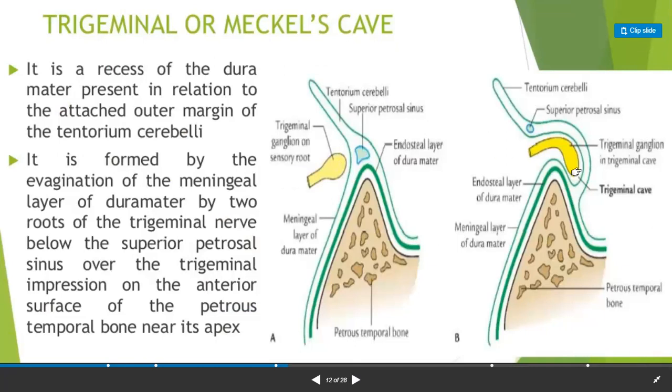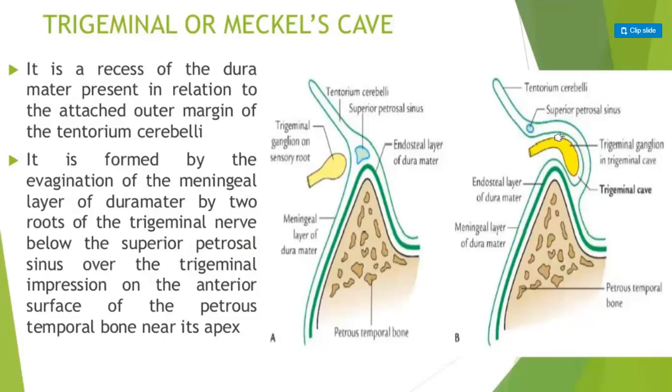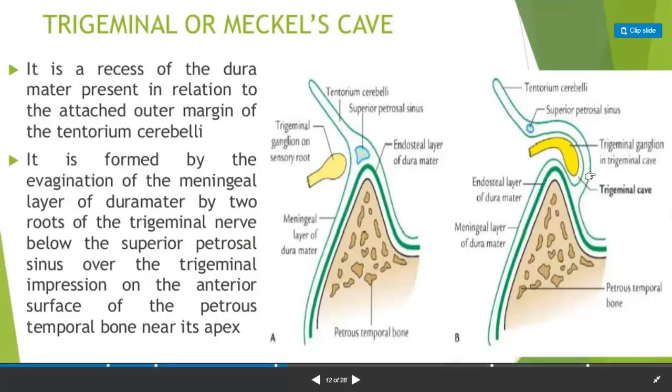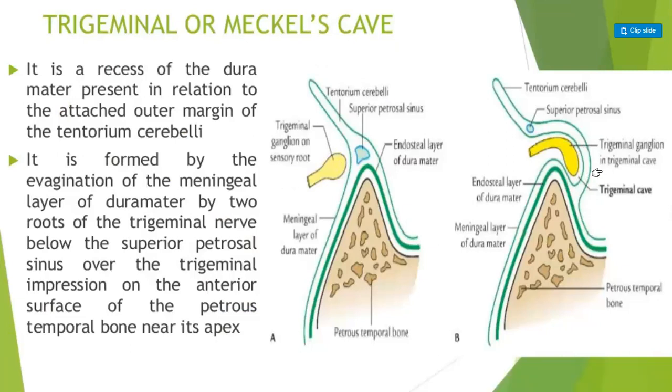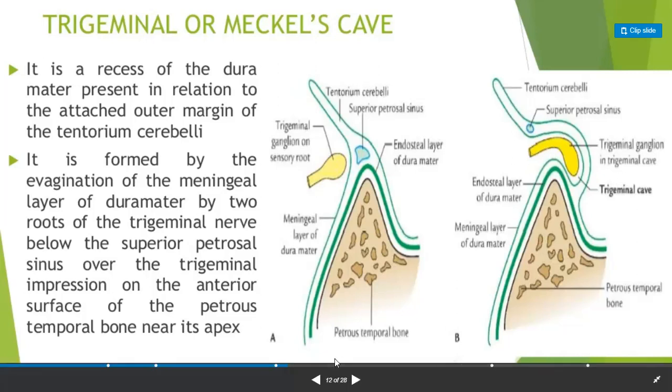It is nothing but the recess of dura mater present in relation to the attached outer margin of the tentorium cerebelli. It is formed by the evagination of the meningeal layer of dura mater by two roots of the trigeminal nerve below the superior petrosal sinus, over the trigeminal impression and the anterior surface of the petrous part of the temporal bone near its apex.